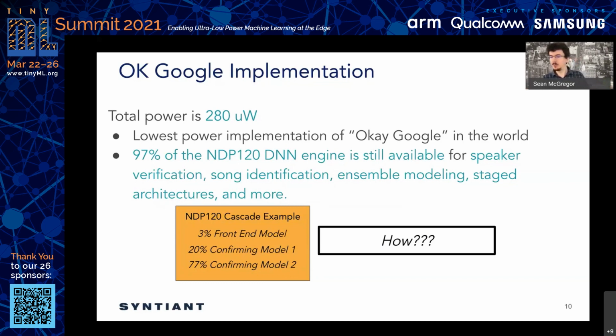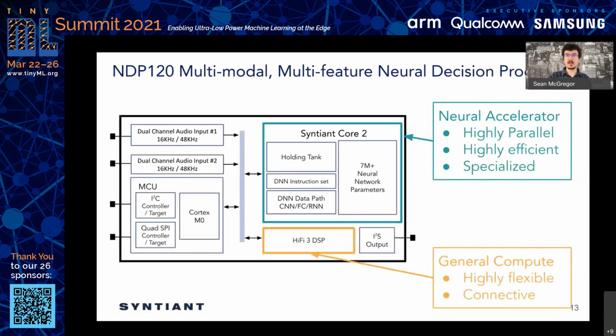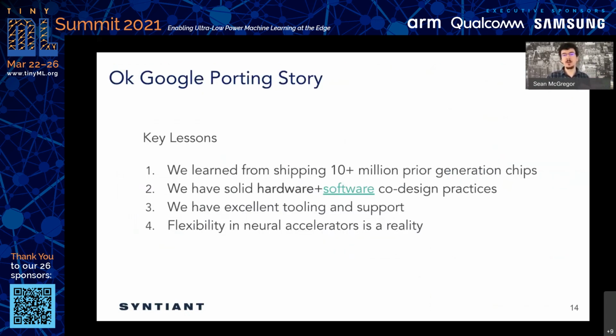But how did we do this? I'm running a bit low on time, but I'll say that shipping 10 plus million prior generation chips was extremely helpful in coming together in this solution design and producing a neural accelerator that's highly efficient, highly specialized, and a DSP that provides the general compute capabilities and allows for running things like the arbitrary OKG models and opens the software design space.